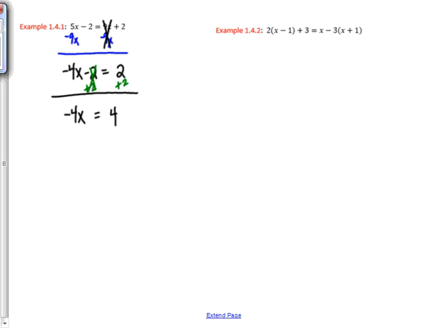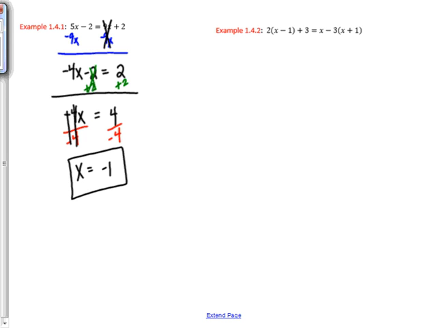Okay. Now the last step is to get the x by itself. You want to get rid of the coefficient. So to get rid of the coefficient, you divide both sides by whatever's in front of x. So I'm going to divide both sides by negative 4 to cancel it out. So positive 4 divided by negative 4 is negative 1. Okay. So you just want to follow those steps each time. All right, let's do the second one.